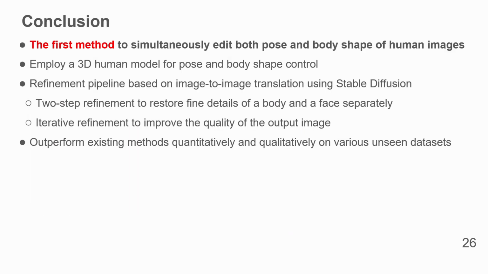In conclusion, we have proposed the first method to simultaneously edit both the pose and body shape of human images. Specifically, we employ a 3D human model for pose and body shape control. We have also proposed a refinement pipeline based on image-to-image translation using stable diffusion. Throughout this process, two-step refinement restores fine details of a body and a face separately. Also, the iterative refinement improves the quality of the output image. Our experiments show that our method outperforms existing methods quantitatively and qualitatively on various unseen datasets.